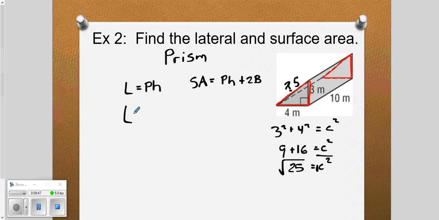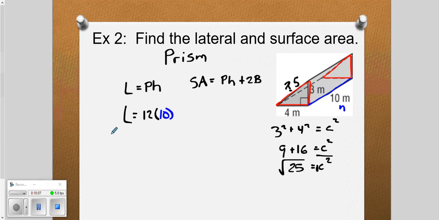So from there, lateral will equal, to get the perimeter, I'm going to add up the sides of the base. 3 and 4 would give me 7, plus 5 more would give me 12. Times our height, which I didn't label yet, but if those are my bases, the height on this one would be base to base, which is 10.